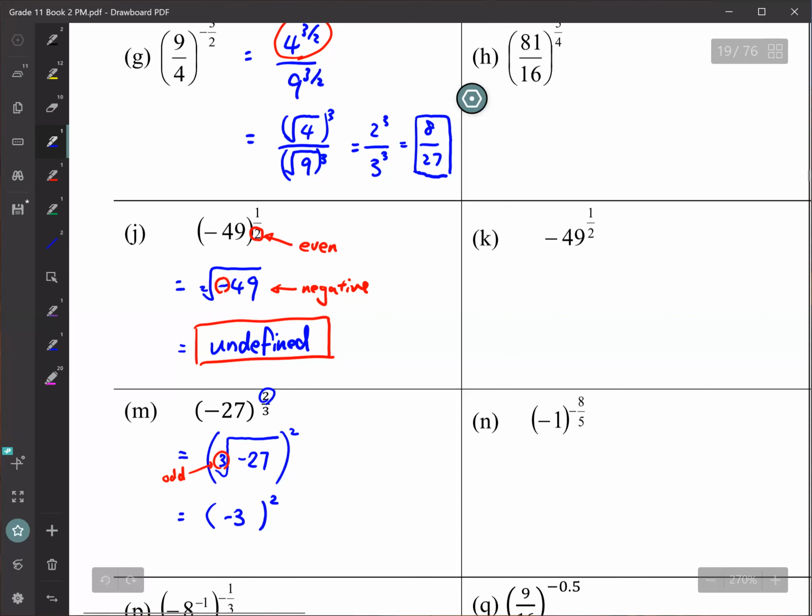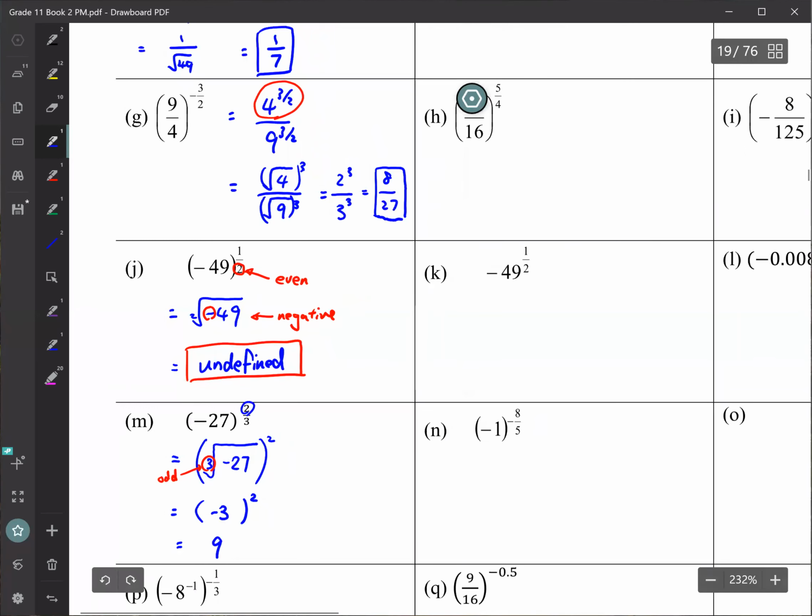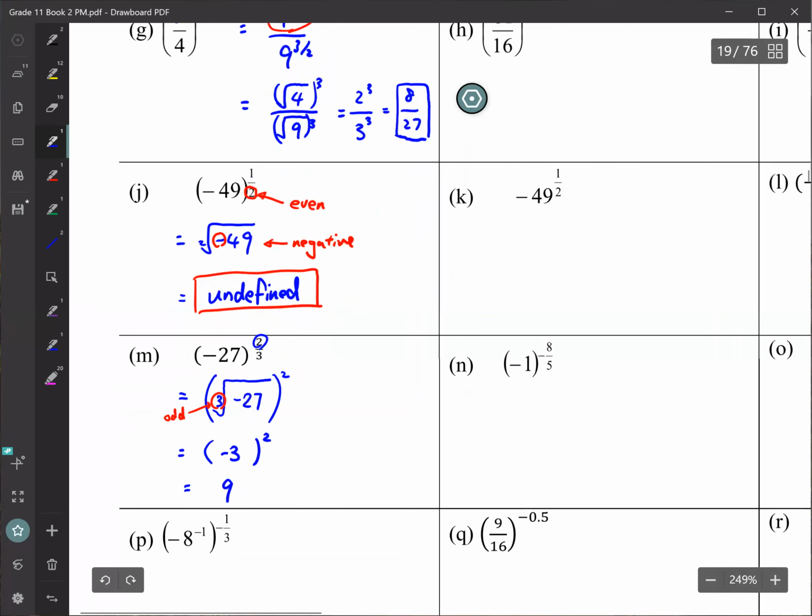Yes. And then you raise it to the power of 2, not multiply, okay? Yes, sir. So what do you get? 9, positive. Yep, negative 3 times negative 3 becomes positive 9. This one has a bracket, so you need to take negative 3 times itself.